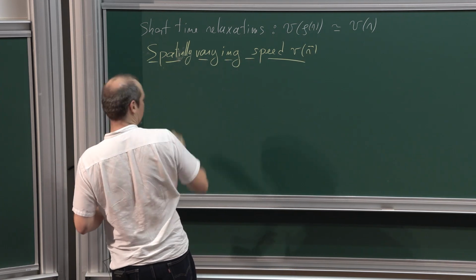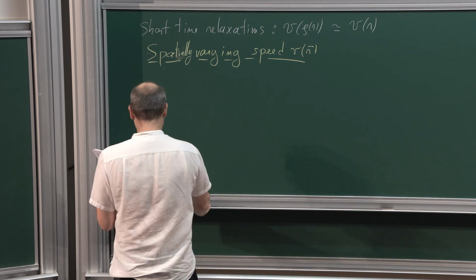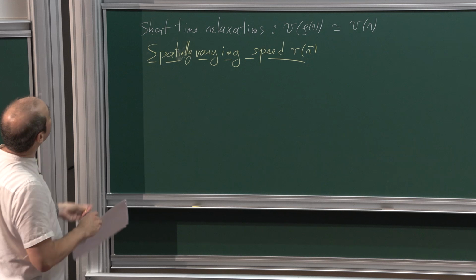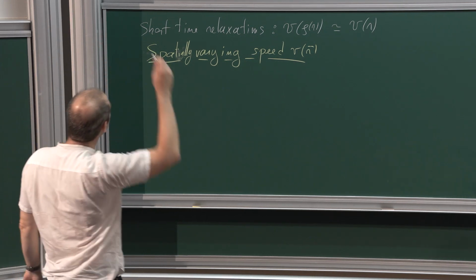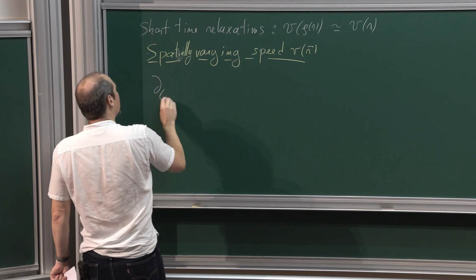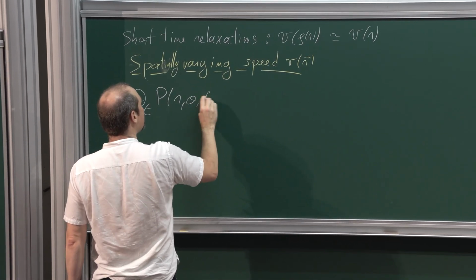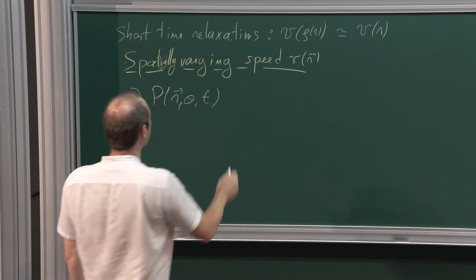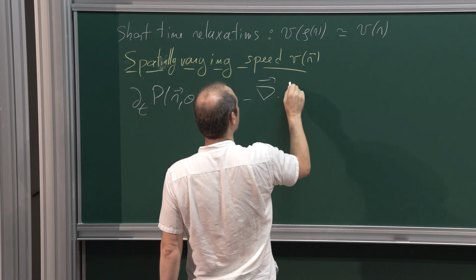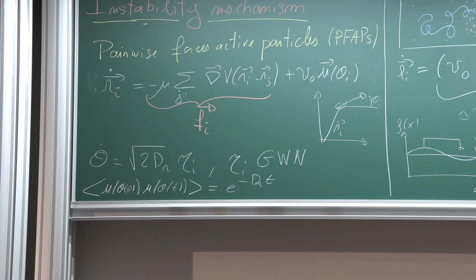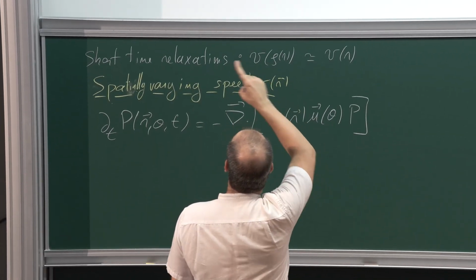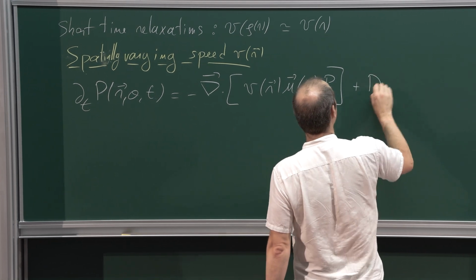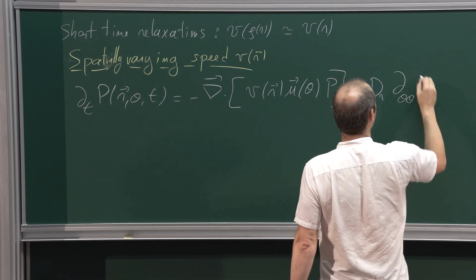So how do I study the dynamics of my particle in space varying speed? I can write down the master equation, the Fokker-Planck equation that corresponds to this coupled Langevin equation. So if I call P of r, theta, t the probability density to find the particle at position r, angle theta at time t, I will have one part which is a transport part, which is due to my first equation with a V of r. So I'll get minus div of V of r u of theta P. And then I have the dynamics on theta that give me plus D_r d_theta squared P of r, theta.